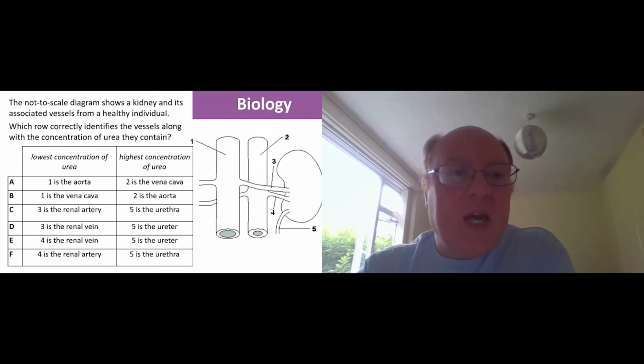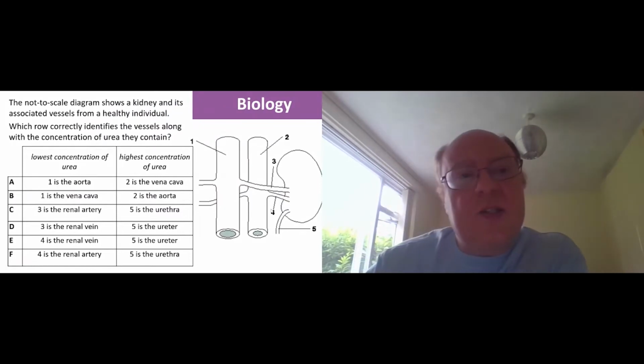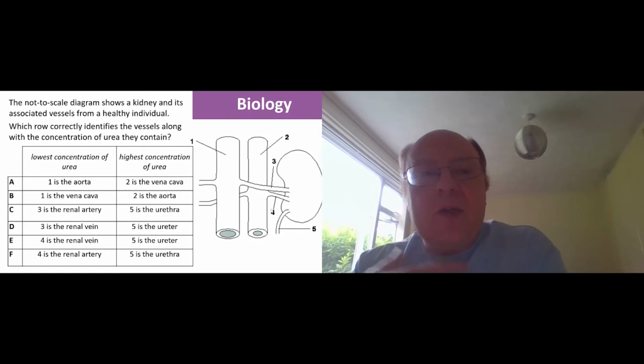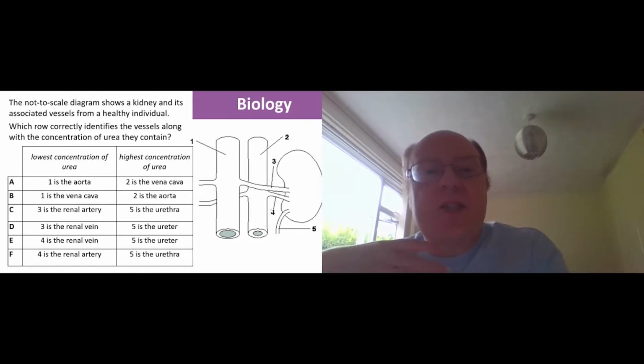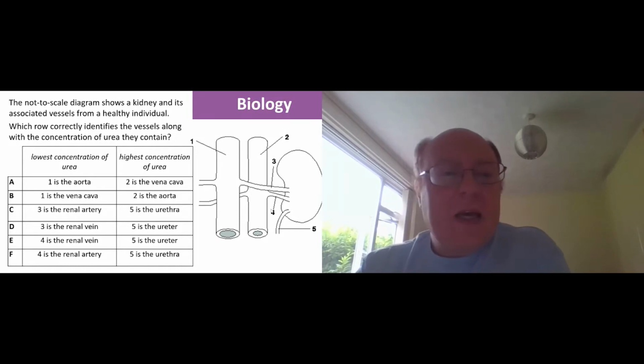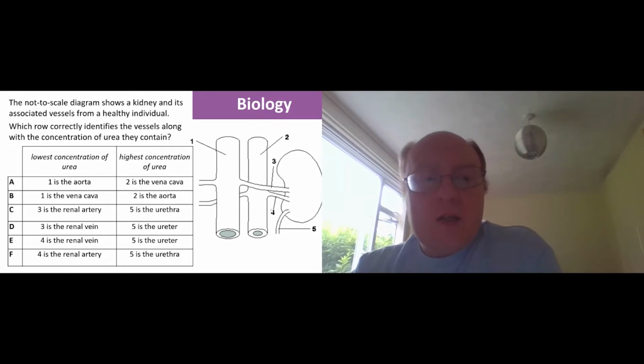So here we have a biology question. It's asking you about kidneys and the function of the kidney. And the question actually asks you to identify some of the vessels which are numbered in the diagram on the right hand side. So you can see that the kidney is there on the far right, and we have other vessels which you're asked to identify. Now we have 6 options here for the correct answer.